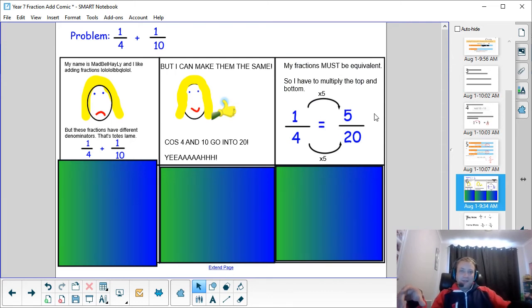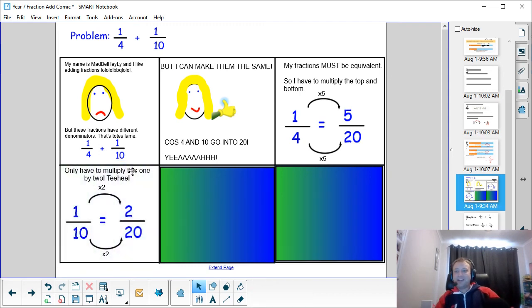So here is our first go at equivalent fractions. We're fixing the quarter to make it into 20ths, and we're showing our working out, right? We've got a nice visual display. My fractions must be equivalent, so I have to multiply the top and the bottom. We're timesing the top and the bottom by 5 to make an equivalent fraction out of a quarter, right? 1 quarter and 5/20ths are basically the same thing. We do the same thing again for the tenth. We only have to multiply this one by 2, right? 1/10 is the same as 2/20ths.